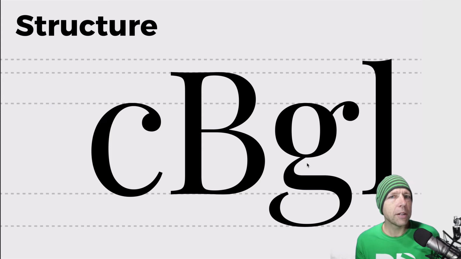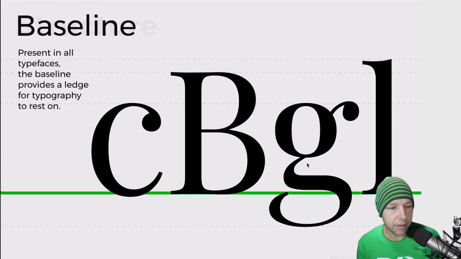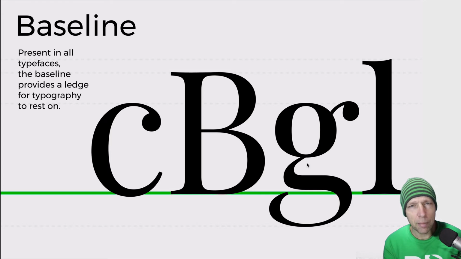So let's start by talking about typographic structure. Those dotted lines may look like something that you might have utilized when you were practicing your handwriting as a child, but those things are specific to typography, and we use them to help us gauge certain aspects, like the baseline. Now, the baseline is present in all typefaces. It is essentially the ledge that the typography rests on in a given line. So the baseline is basically the bottom of the typography, but not the extreme bottom, just the bottom that all characters align with.